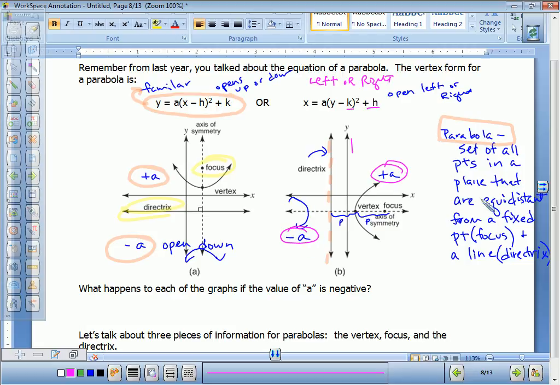Now, when we were talking about it's a set of all points in a plane that are equidistant, that distance from the vertex to the focus, or from the vertex to the directrix, that distance we named P. P, because if you turn P upside down, it's a D, and D equals distance. Okay, that works.